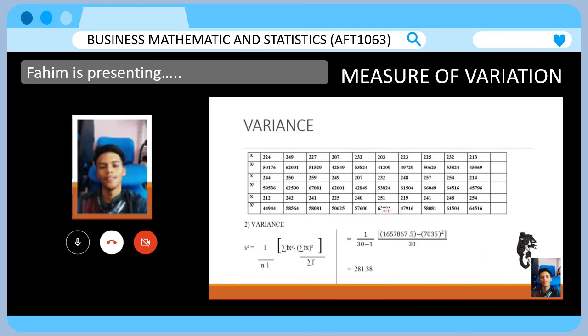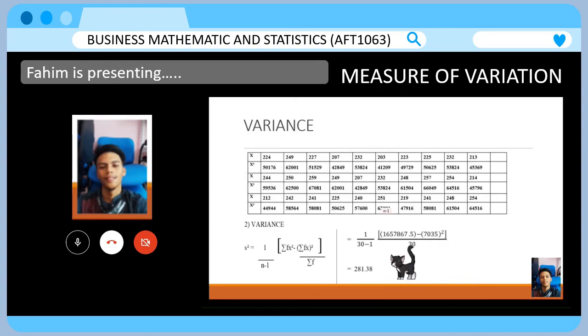The formula of variance is like this. You see here, this is the formula of variance. By this formula, we have to find the data in this table and put it inside this formula. So it will be like this, and we get the answer, 281.38. So that is for variance.